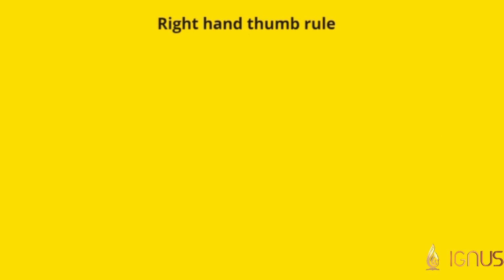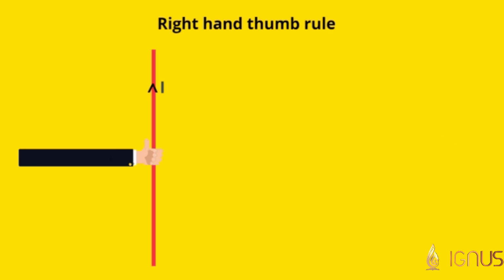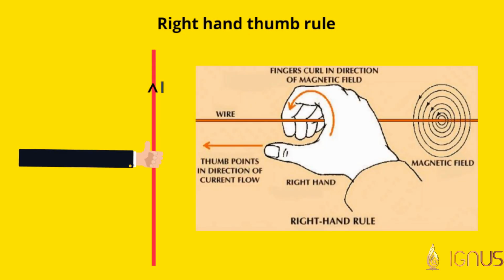How do we find the direction of magnetic field in a conductor? To do that, imagine as if you are holding the conductor in your right hand, such that the thumb points towards the direction of current. The fingers which are wrapped around should be the direction of field lines. This is known as right hand thumb rule.